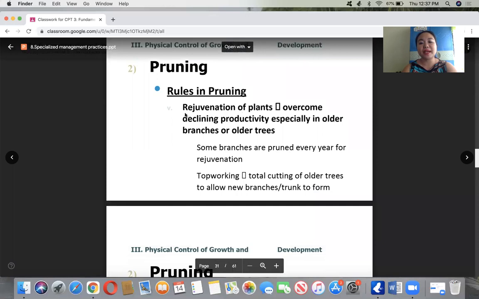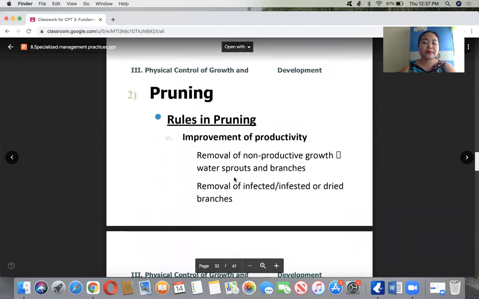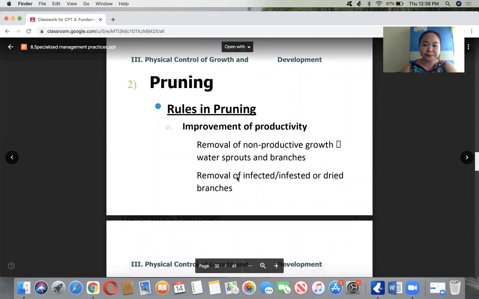So you can also make a plant miniature by pruning. Or rejuvenation of plants to overcome declining productivity, especially in older branches or older trees. This is very important in calamansi, for example. You should always prune them because eventually they will die very quickly if they are not pruned well. Some branches are pruned every year for rejuvenation, and top working is total cutting of older trees to allow new branches or trunk to form. I have already shown you the photos earlier on top pruning. It is also for improvement of productivity.